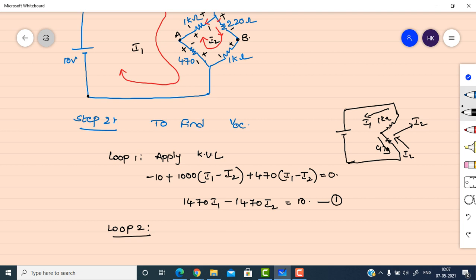See the second loop. This is your loop. 220, 1 kilo ohm, 470, and this is 1K. So the direction of current I2 is this. Now we are applying KVL to this loop. In this also, this 1 kilo ohm and 470 both are common to the two loops. Just for identification only I am drawing this. Not this is the exact one. You have to take this circuit.